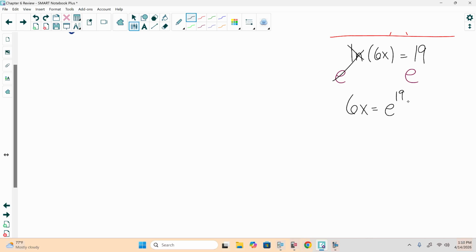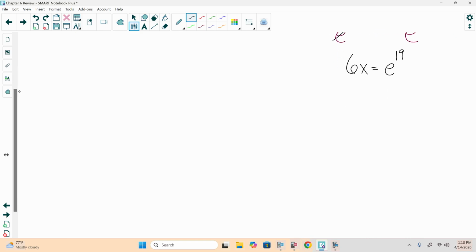Well, e is an irrational number, so multiplying it by itself 19 times is not going to make it any less irrational. It's still going to be an irrational number. So we'll leave it. To solve for x, the last thing we have to do is divide both sides by 6, telling us that x is equal to e to the 19th divided by 6.